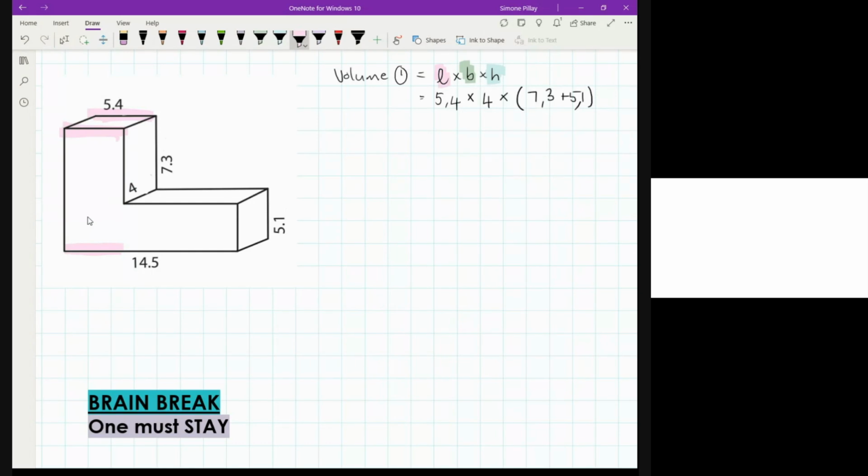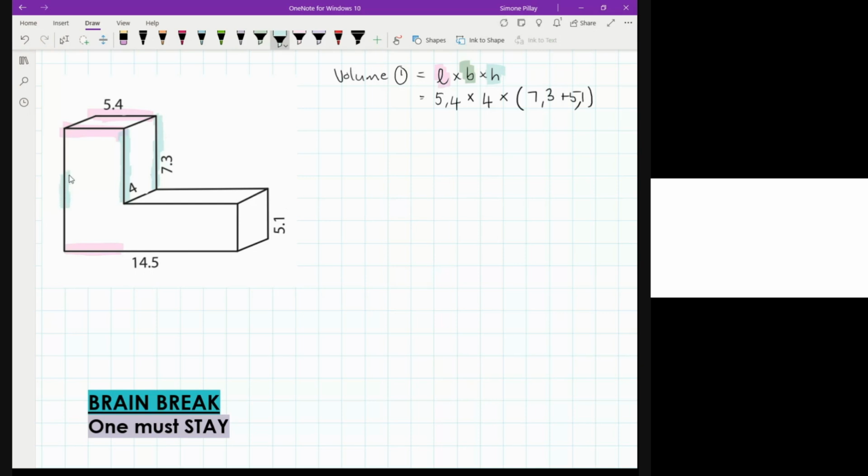Yes, ma'am. I understand where you got the 5.4 and the 4, ma'am, but I don't really get the 7.3 plus 5.1 part. Okay, so let's look at this. Do you see that they've given us that this line is 7.3? Yes, ma'am. So do you agree that this line over here is going to be 7.3? Yes, ma'am, because the two opposite sides are equal.